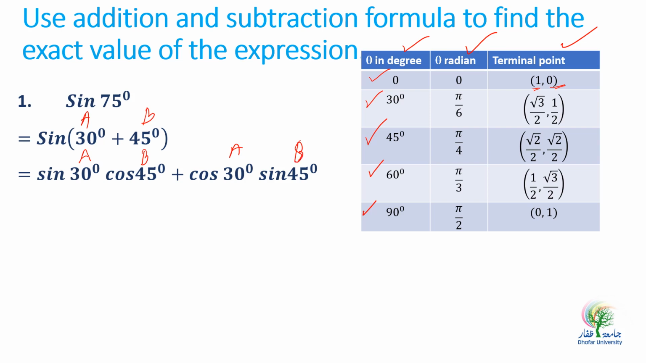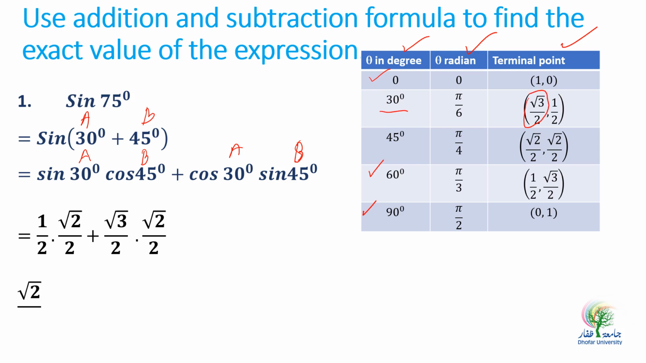Now put the values. Sine 30, come to angle 30, sine is the second value, half. Cosine 45, the first value, and put the values here, half and square root 2 by 2. Similarly, cosine 30, the first value, square root 3 by 2. So put the values and just simplify. This is the answer.